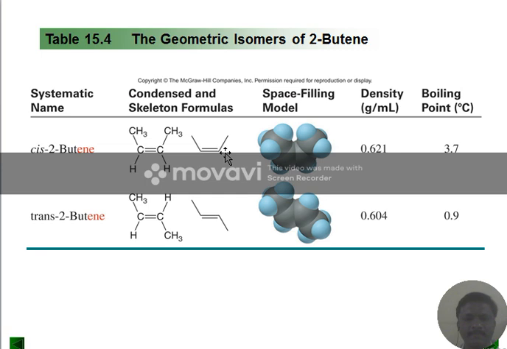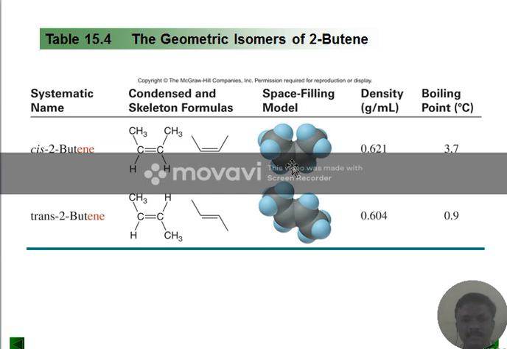Here the double bond is present between 2 and 3, and here the double bond is also between 2 and 3, but the positions of methyl and hydrogen differ. In the cis, the methyl groups and the hydrogens are present on the same side. But in the trans, the methyl group and the hydrogens are on opposite sides of each other, hence called trans, and this is the basic difference between the cis and the trans. Then this is the space filling model.